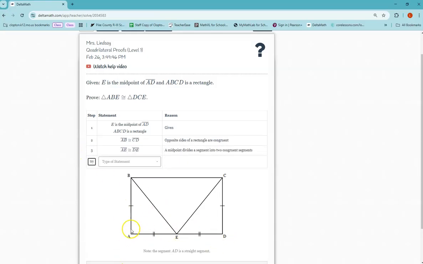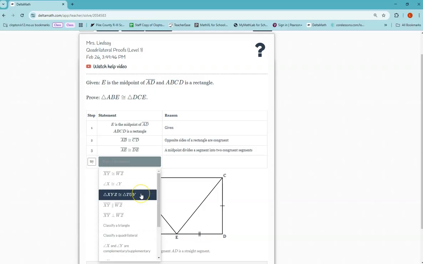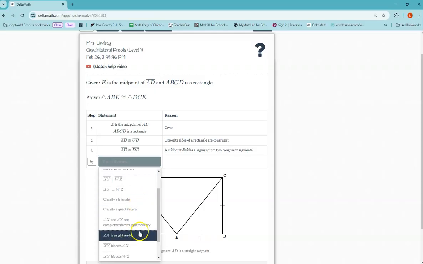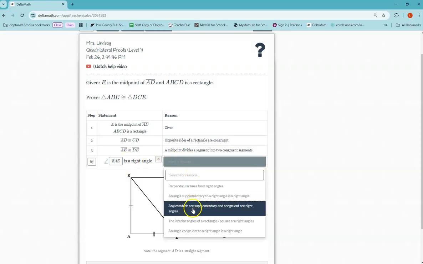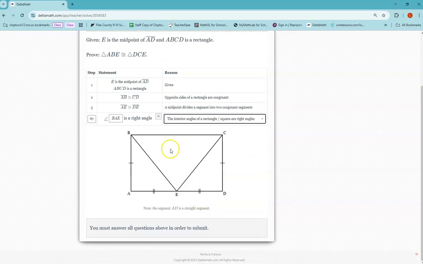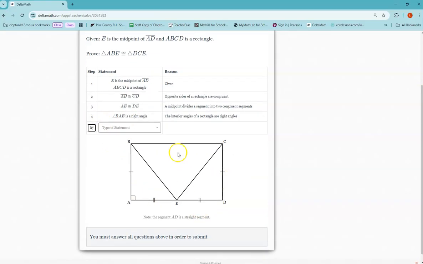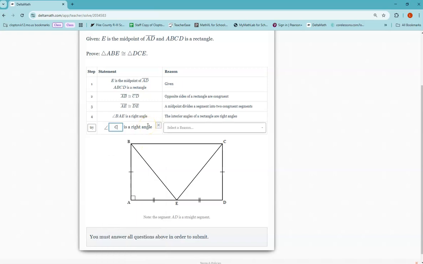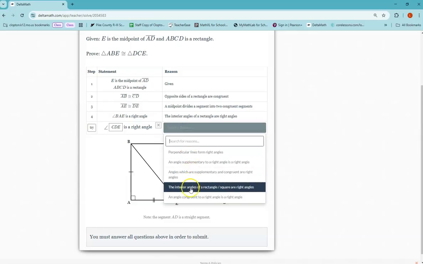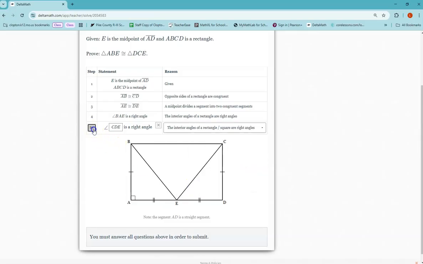And if this is a rectangle, what do we know about each of the angles of a rectangle? Well, they are 90 degrees. So let's talk about angles being a right angle, okay? So angle BAE is a right angle because interior angles of a rectangle are right angles, right? So let's talk about CDE. So we have angle CDE is a right angle. Same reason, interior angles of a rectangle are right angles.